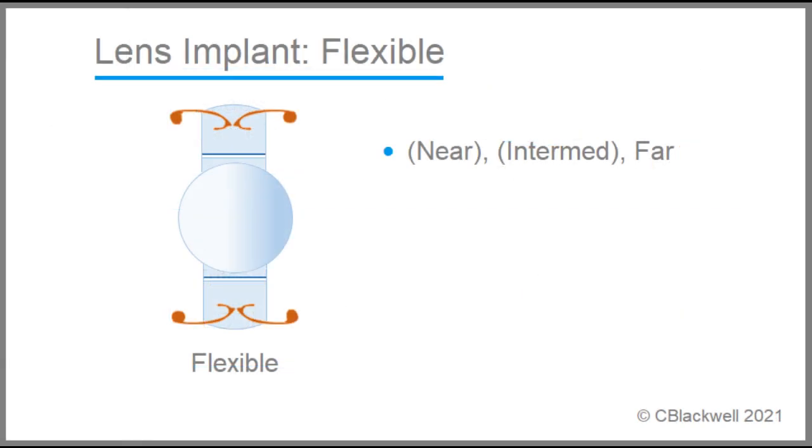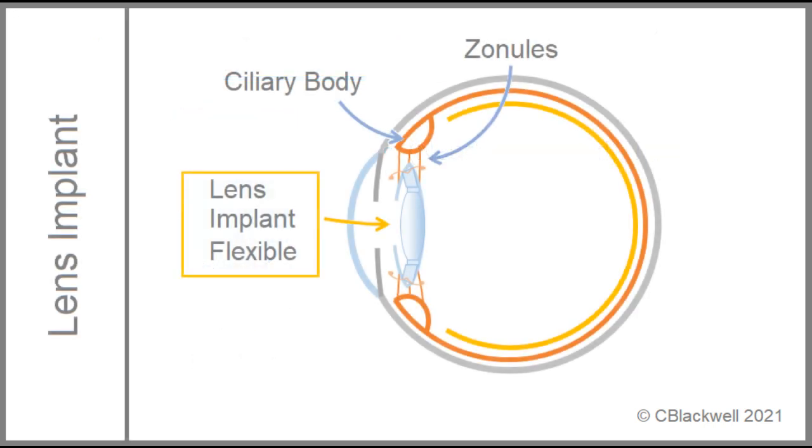Last are the lenses that attempt flexibility. There are several design options, but this is the only one currently approved in the US. As we mentioned in the video on presbyopia, the focusing muscles in the ciliary body retain their ability to contract relatively late in life. The concept is that a flexible lens in the capsule could respond to muscle contraction by changing its position and thus its point of focus.